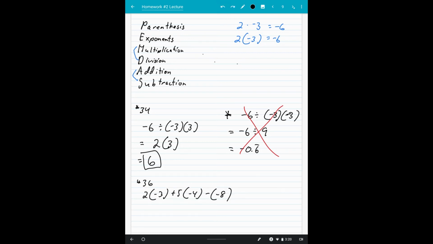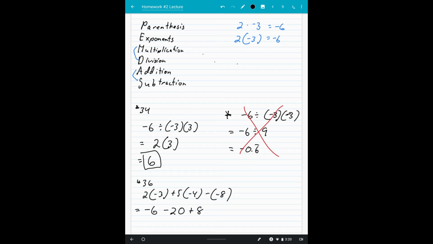So let's do that first. 2 times negative 3 makes negative 6. The next one is positive 5 times negative 4. That makes negative 20. So we put minus 20. Minus negative 8. Remember, we can change that according to that other rule, make it into a positive 8.